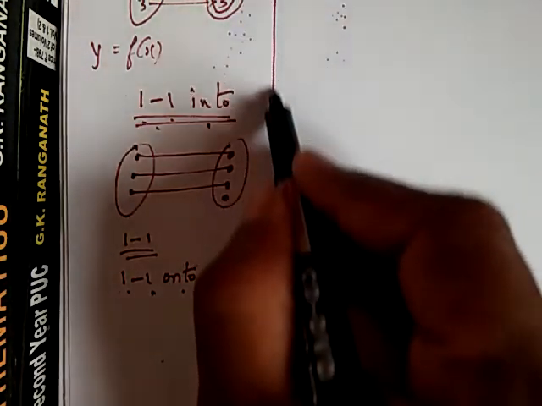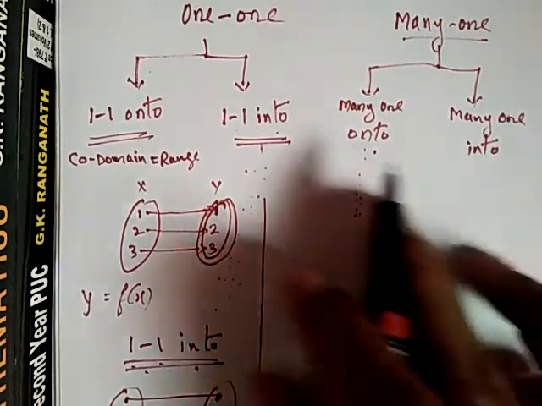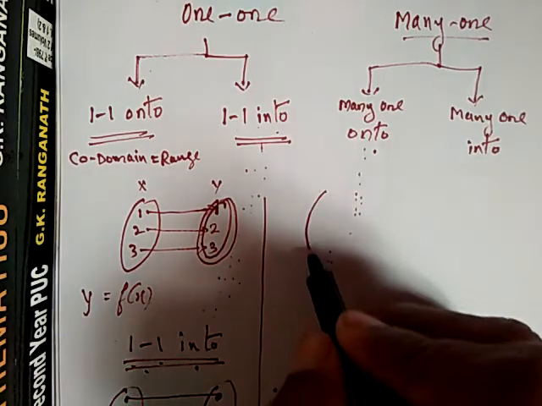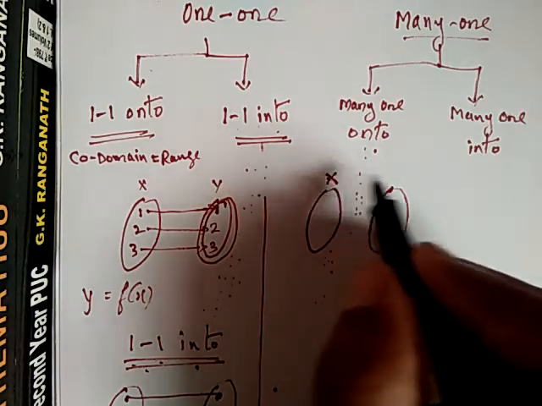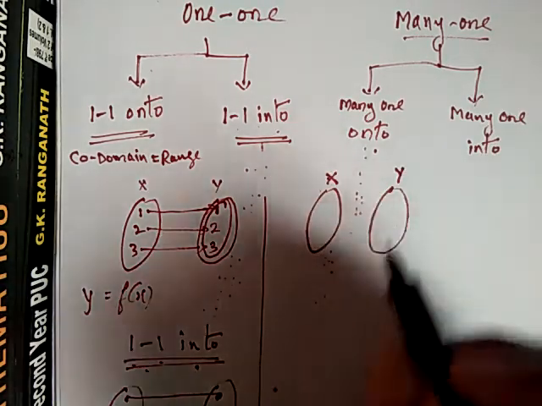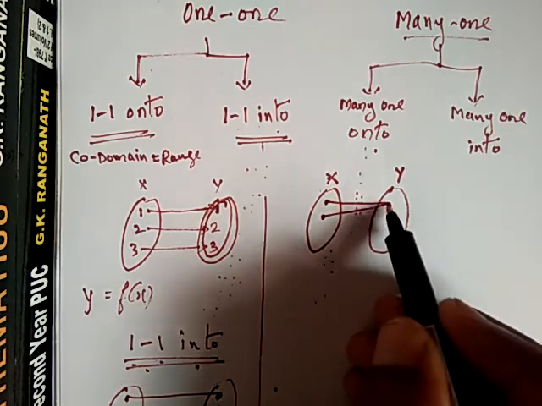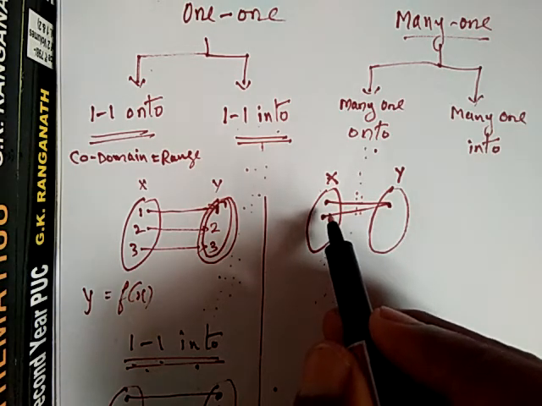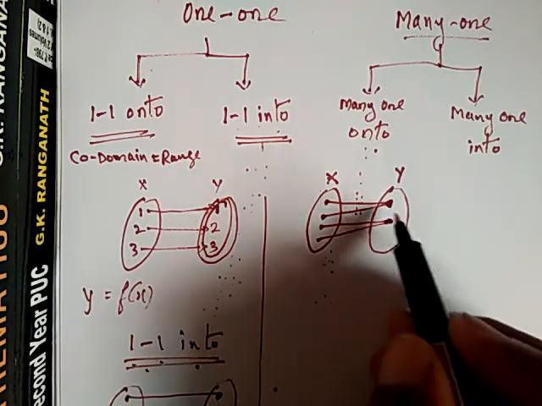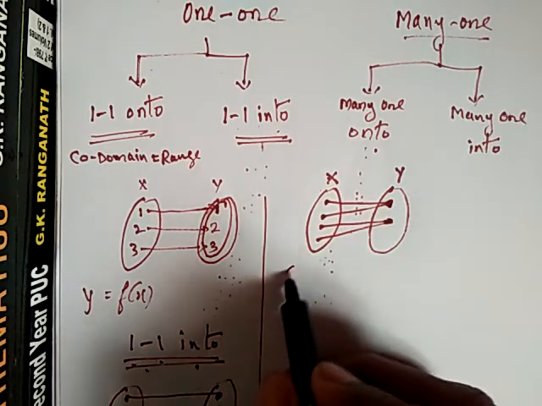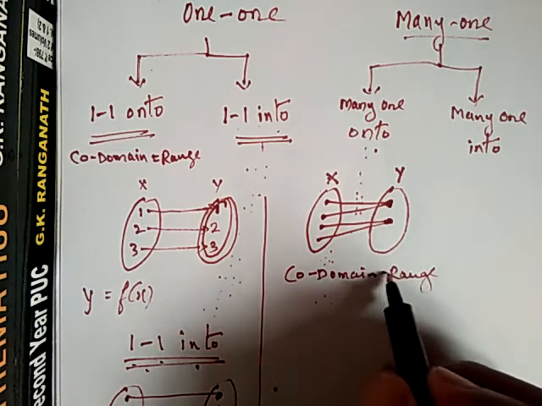In the same way we can have it here also. In the many-one function there are two types, many-one onto and many-one into. Here also the same thing: here is the domain and here is the codomain. For example, x and y, where x is the domain and y is the codomain. Many-one means two or more than two elements have only one image. Here also range is equal to codomain.